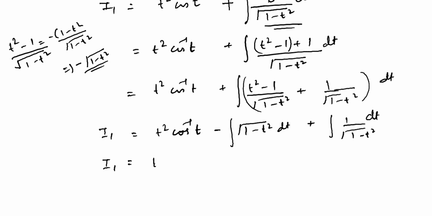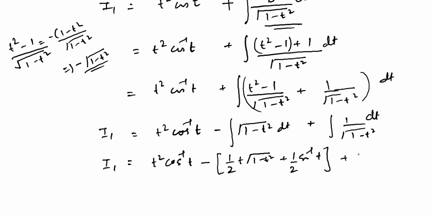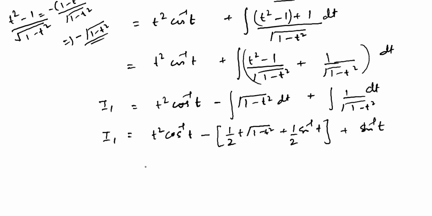So I1 will be equal to t square cos inverse of t. On applying the formula, this will be equal to minus of 1 by 2 t under root of 1 minus t square plus 1 upon 2 sine inverse of t plus sine inverse of t.